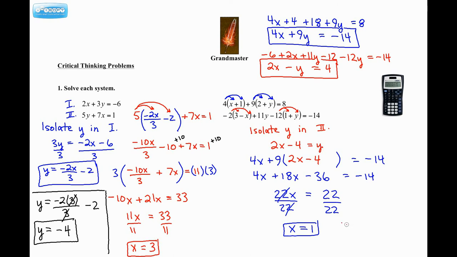So this was 2x, but I now know x is 1. Minus 4 is y, and 2 minus 4 is just negative 2. So negative 2 is equal to y. Now our system is solved. So it looked pretty crazy. Actually really wasn't that bad. I prefer this one over this one.